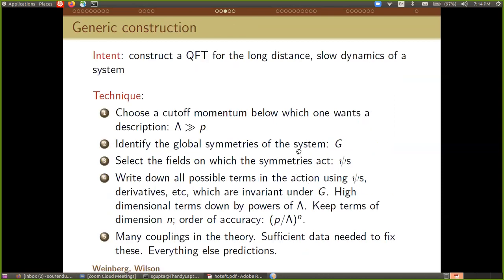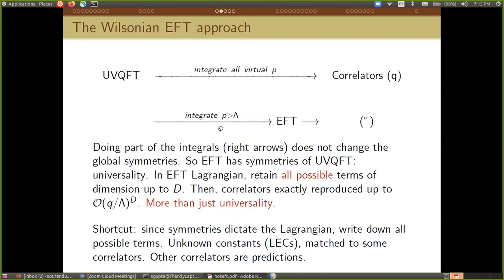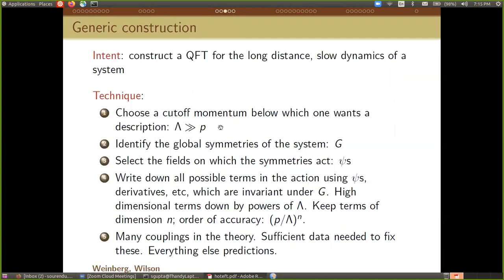So here's the recipe for creating an effective field theory. My intent is to construct a QFT for the long distance, slow dynamics of some system. Step number one, choose a cutoff momentum below which you want this description. So you choose the UV cutoff and you look at momenta which are much smaller than this UV cutoff. I had called this Q in the previous transparency, so excuse this slight change of notation. Identify the global symmetries of the system. The symmetries are important. They are part of the universality argument that you're going to use.